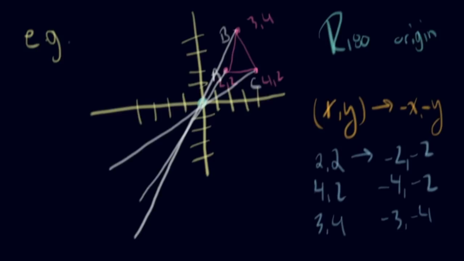Let's plot those ones. If I did negative 2, negative 2, it should be about there. Negative 4, negative 2, about here. And negative 3, negative 4, down there. So I should get something that looks something like this. I think my lines are a little bit off, but it should be more like that. That's the idea if you're going to rotate around 180 degrees around the origin. So using the rules is really important.